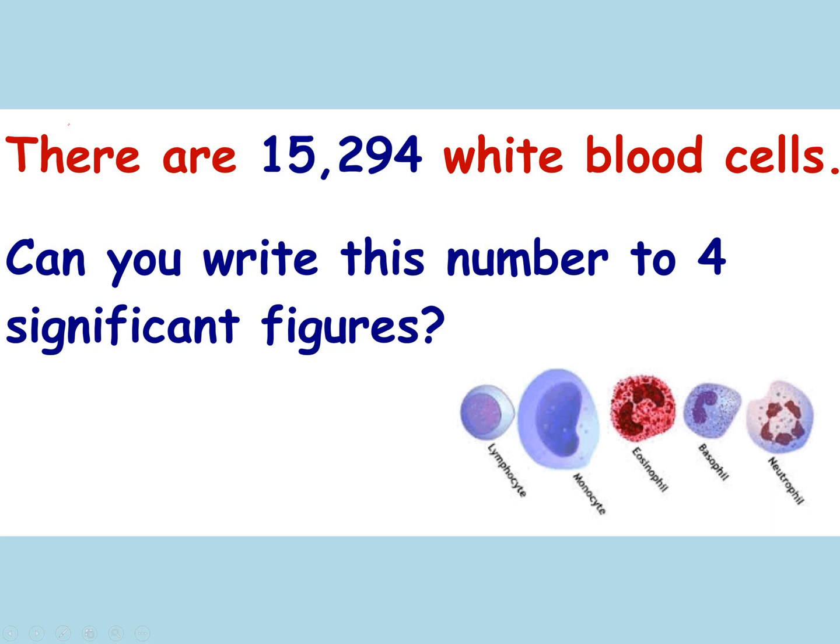There are 15,294 white blood cells. Can you write this number to 4 significant figures? So write this number in the first column. It says 4 significant figures in the second column. So can you put that number in 4 significant figures? And we can see there are actually lots of different types of white blood cells, and they have quite fancy names here. There's white blood cells called lymphocytes, monocytes, eosinophils, basophils, neutrophils. They will have different roles in your body.